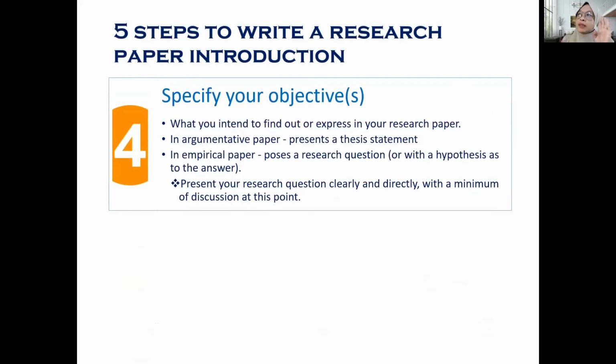Okay, we proceed with step number 4. Step number 4, specify your objective. What you intend to identify, what you intend to find out or express in your research paper. In an argumentative paper, present a thesis statement. In an empirical paper, pose a research question or a hypothesis as to the answer. Present your research question clearly and directly, with a minimum of discussion at this point.